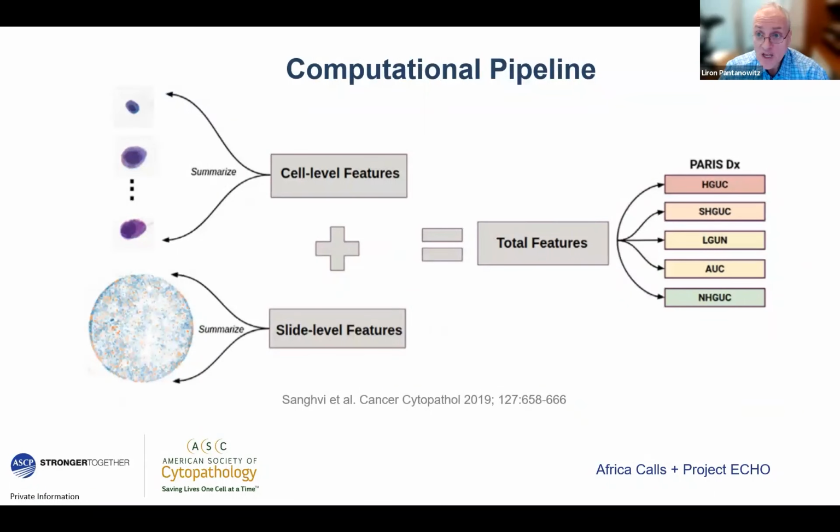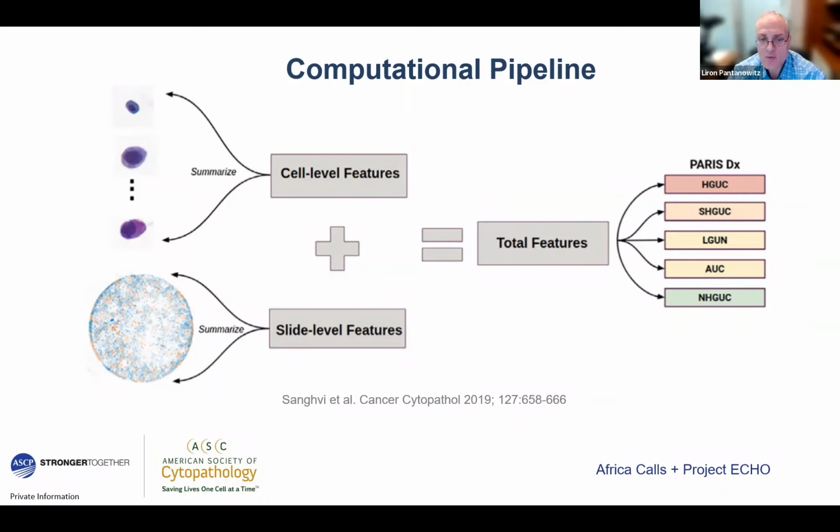And here's the computational pipeline just to show you what we did. So on the top, we took cell level features. Those are the typical ones that the Paris System uses: NC ratio, hyperchromasia, nuclear irregularity. But there were also slide level features, such as just the degree of cellularity. The orange dots are all the malignant cells. And you can see in a high grade case, there are many of them spread all over the slide, which is typical. And based on all of those features, the algorithm could pigeonhole a case according to the Paris System.